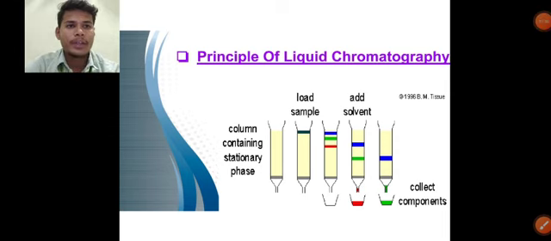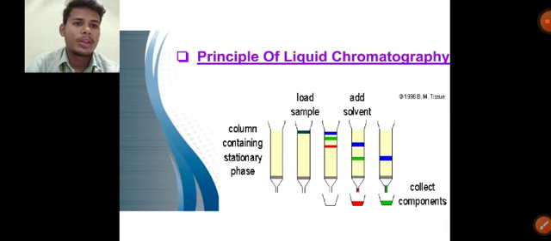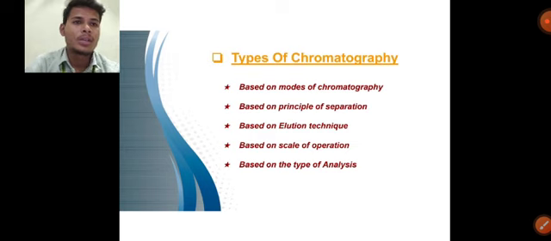Principles of liquid chromatography: a column containing the stationary phase, load the sample, add solvent, collect the components. The types of chromatography are of five types, based on modes of chromatography. Based on modes of chromatography means various chromatography methods have been developed to that end.